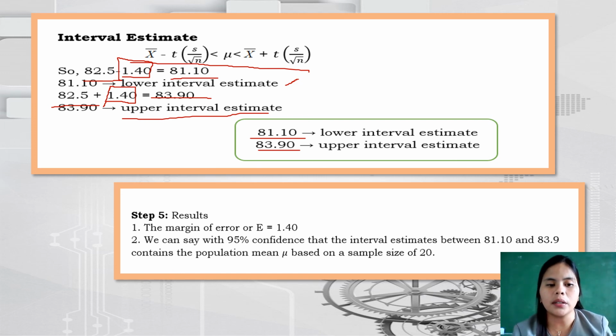And for our results, these are the interpretations. The margin of error is equal to 1.4. We can say with 95% confidence that the interval estimate between 81.10 and 83.9 contains the population mean, which is 82.5, on a sample size of 20.